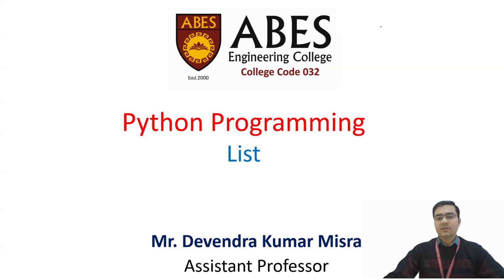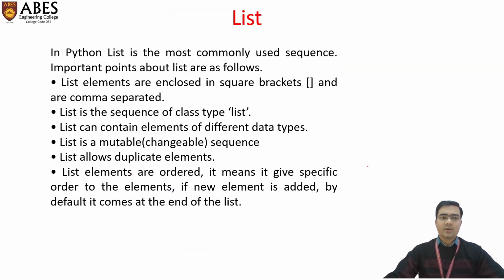In the Python programming series, today we are going to discuss the list. In Python, list is the most commonly used sequence because in this sequence we can store different types of data. Some important points about the list: list elements are enclosed in square brackets. Means if you want to declare any list, then you must use square brackets like this. So within these square brackets, you can declare any list. And the elements in a list must be comma separated.